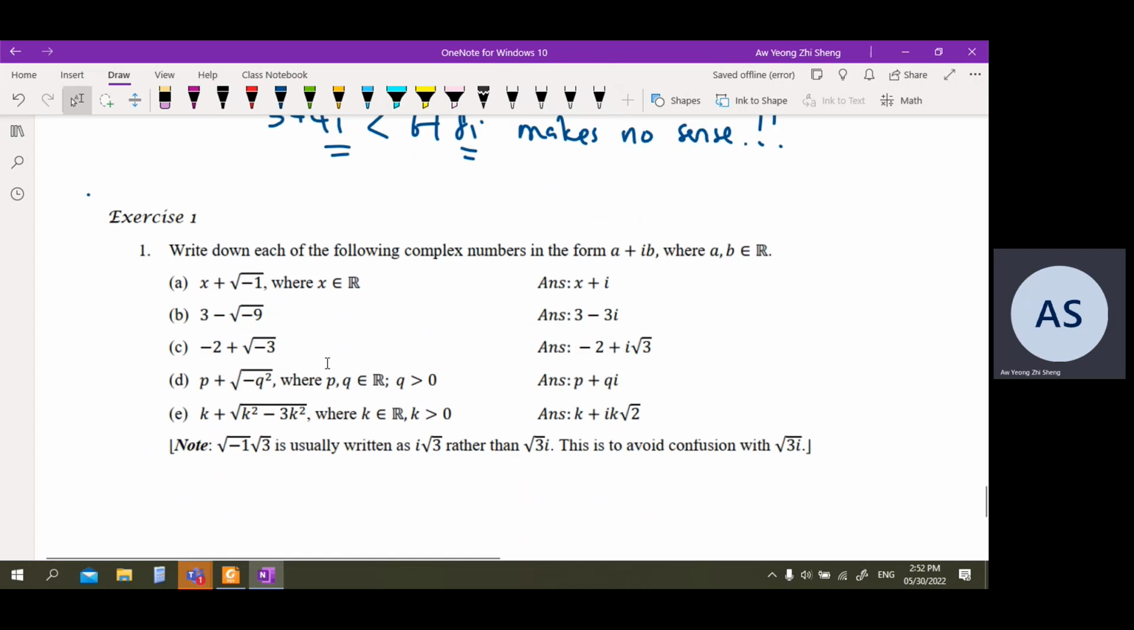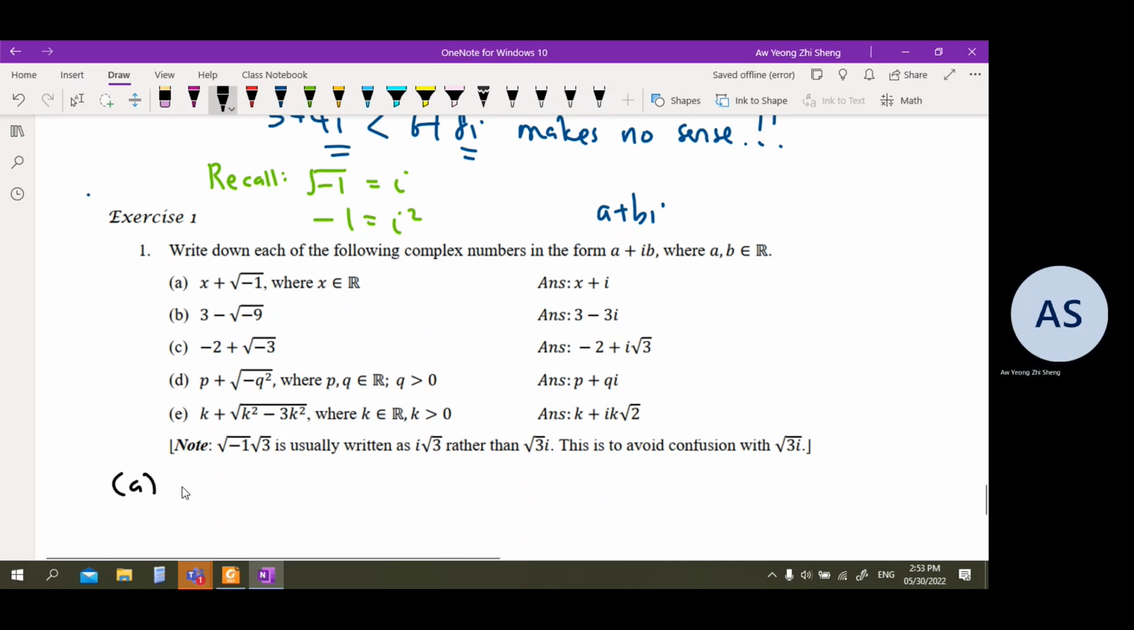Okay, so this is just a very quick warm-up for us to simplify complex numbers. Write down each of the following complex numbers in the form a plus ib. It simply means a plus bi, where a and b are real numbers. Recall that there are two things that we need to remember regarding i. First of all, surd of -1 is equal to i, and if we square both sides, we will have -1 equals i squared. So we have to remember these two things in the process of simplifying such numbers.